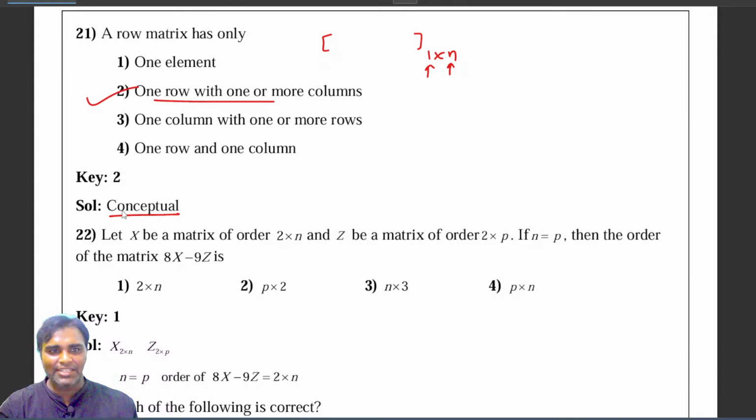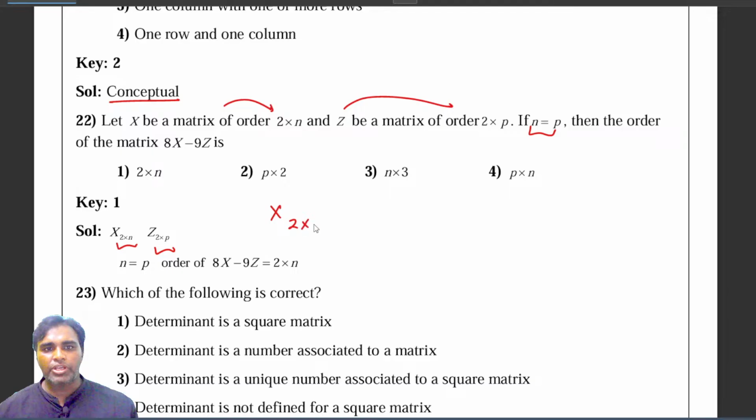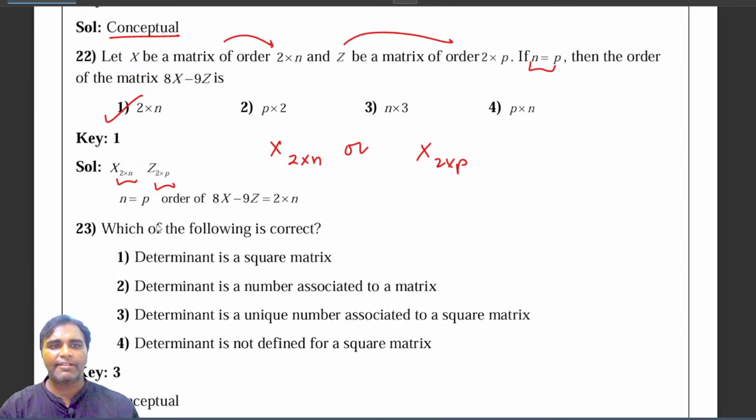Now 22nd. x has order 2 into n, z has order 2 into p. If you are adding or subtracting, the order should be the same. And n is also given equal to p. So x order will be either 2 into n or 2 into p. Out of this, any option is possible. Now in the options 2 into p is not there, so I will go with 2 into n. Very conceptual problem it is.